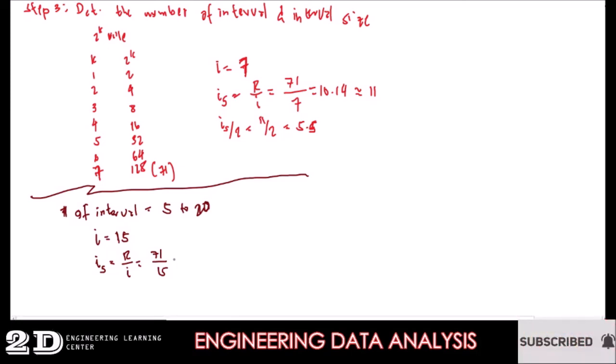So we have 4.7. We always round up to the next odd number, and that will be equal to 5. So our class interval divided by 2 will be 5 divided by 2. This will be 2.5. So this is very important.